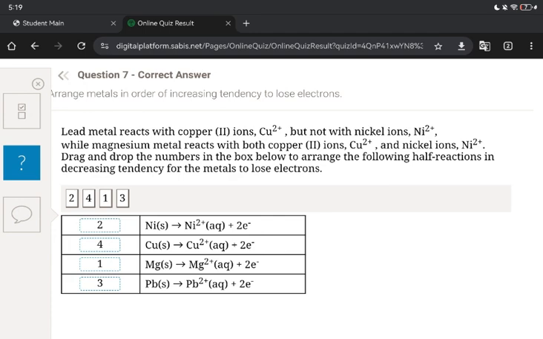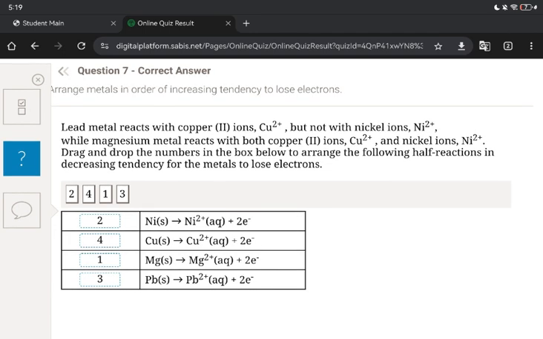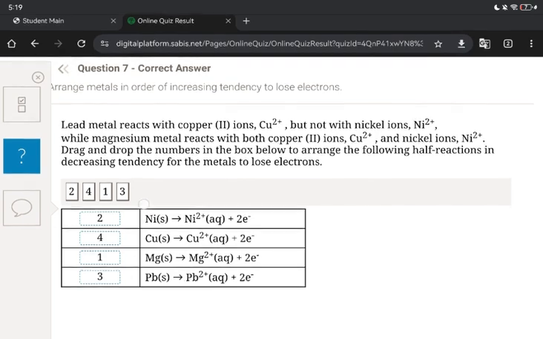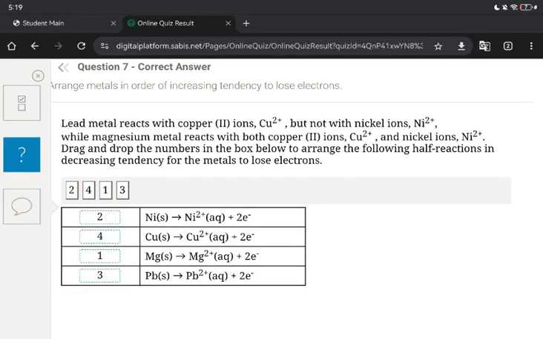Lead metal reacts with copper ions but not with nickel ions, while magnesium reacts with both copper and nickel. Drag and drop to arrange the following half reactions, decreasing tendency for metals to lose electrons. So it's basically asking which one is the most likely to lose electrons, and 4 is the least likely to lose electrons.